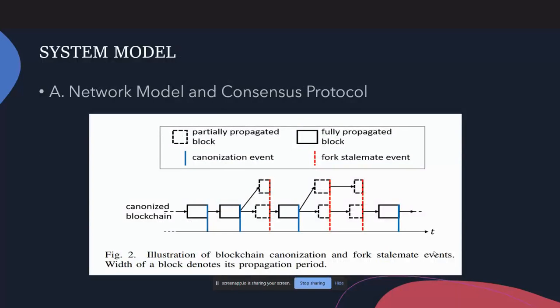Now, let's look at the system model proposed in this paper. It has two parts, a network model and a consensus protocol. The diagram displayed here is an illustration of blockchain canonicalization and fork stalemate events. The width of a block denotes its propagation period in the diagram. The blue dotted line indicates a canonicalization event. The red dotted line indicates a fork stalemate event. The fully dashed line box indicates a fully propagated block, and the partially dashed line box indicates a partially propagated block. This is the canonicalized blockchain.